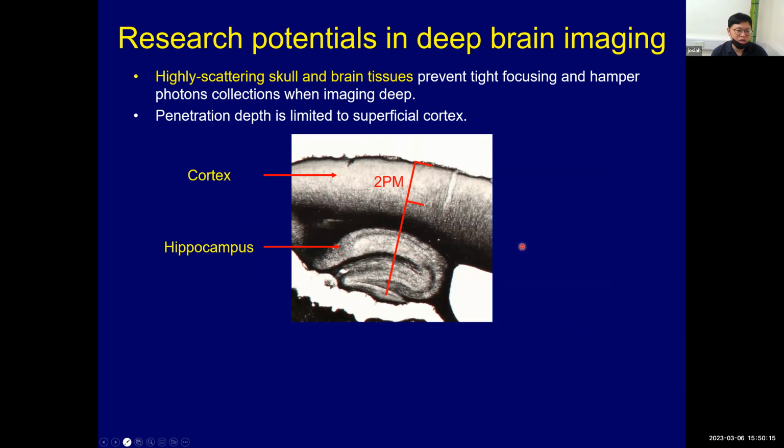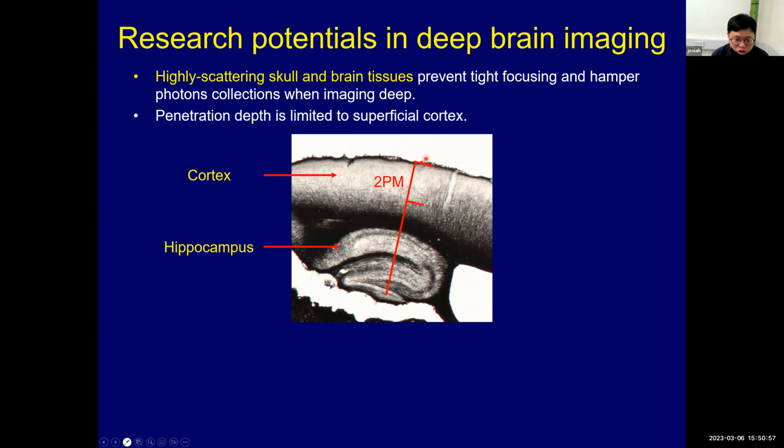Because of this, the penetration is still very limited to the superficial cortex. Here I just want to show an example: this is a stained mouse brain slice. I think this is a myelin stain, so basically the darker regions mean there are a lot of myelin fibers. The cortex here is about 2 or 3 millimeters, and this is the hippocampus, which is responsible for a lot of the memory function of our brain.